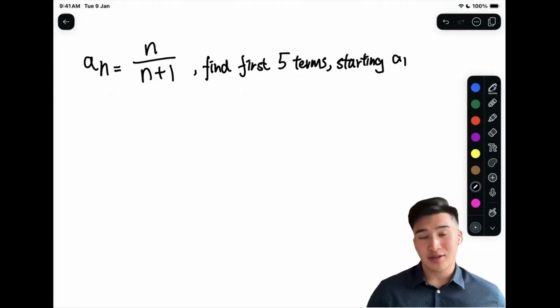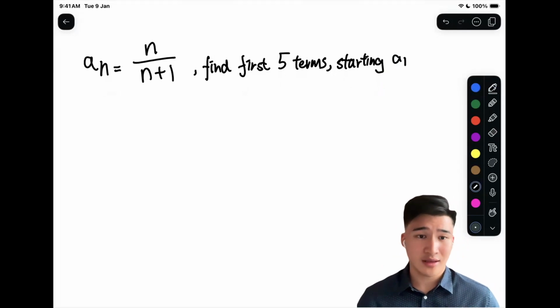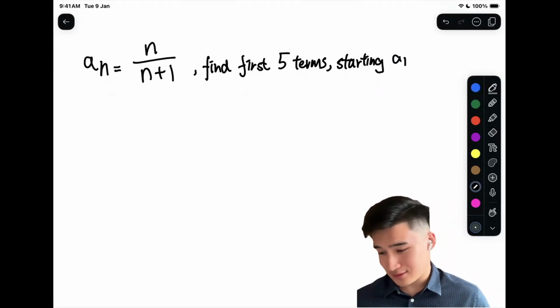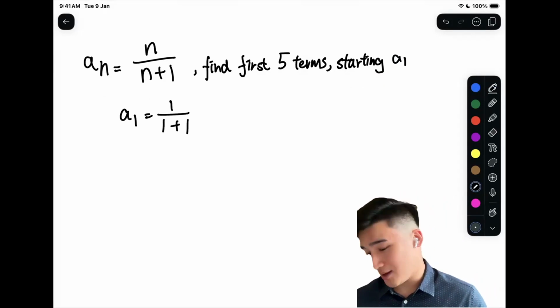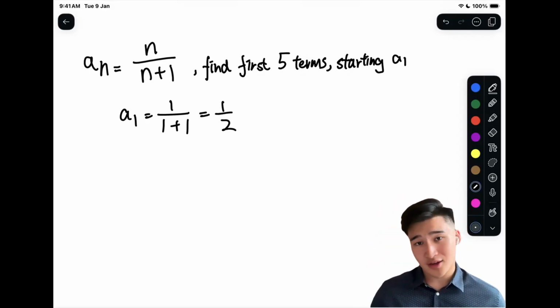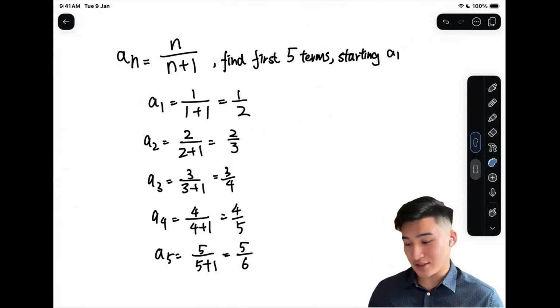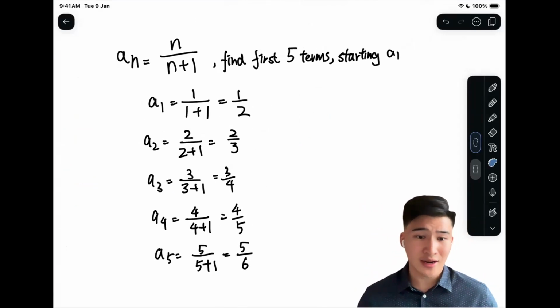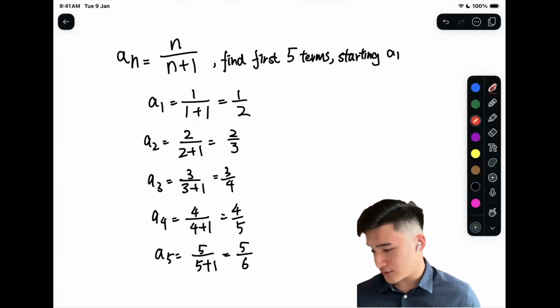So going back to this question, we can first find the first term by substituting n equals 1. So A1 is going to equal 1 over 1 plus 1, which is basically 1 over 2. If we do this for 2, 3, 4, 5, we're going to get the answers. As you can see, the second term is equal to 2 over 3, until the fifth term, which is 5 over 6.